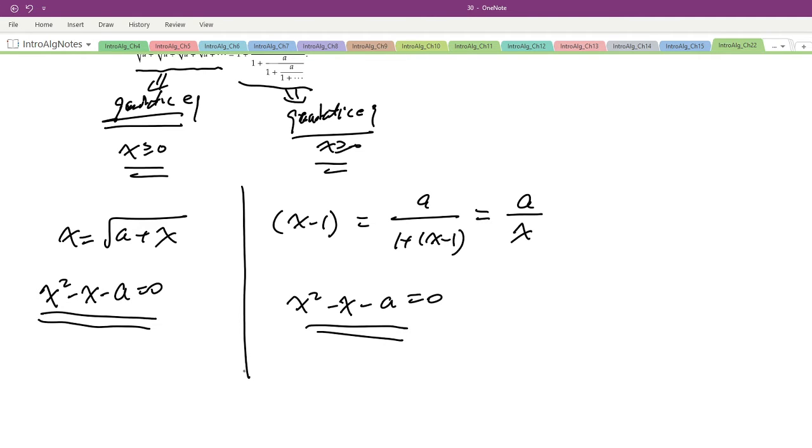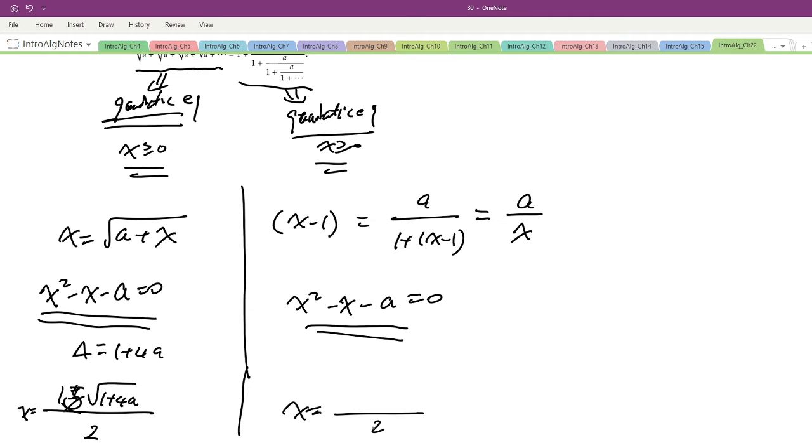Now we need to prove they only have one positive solution. Delta is equal to 1 plus 4a, so x will be equal to 1 plus or minus the square root of 1 plus 4a, all over 2. Since 1 minus that square root is less than 0, it's cancelled and not true. So here you will also have the same solution.